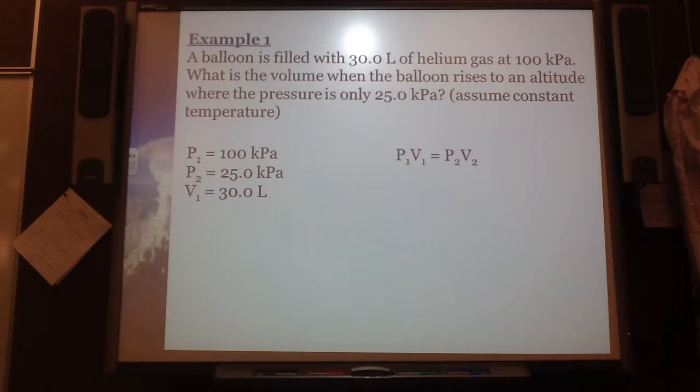So our formula is P1 times V1 equals P2 times V2. If we plug this in, we rearrange and solve for V2. If you want to rearrange first, that's good too. So P1 times V1 equals P2 times V2. If I want to solve for V2, I want to get it all by itself. So I divide both sides by P2.